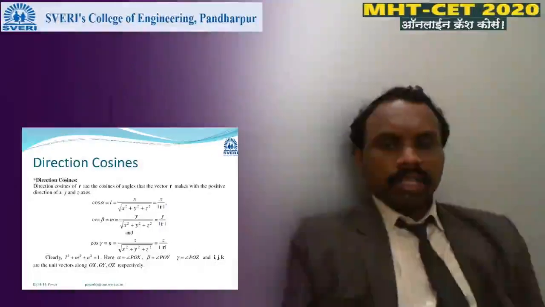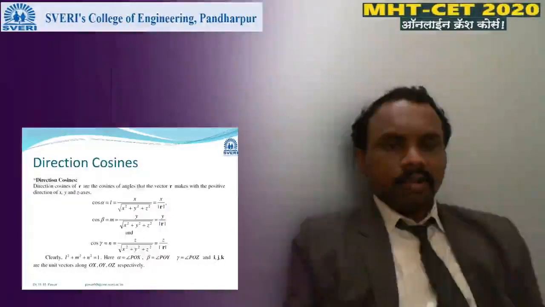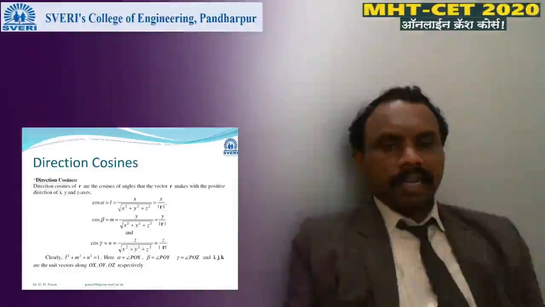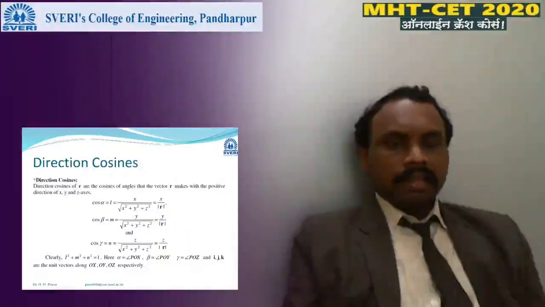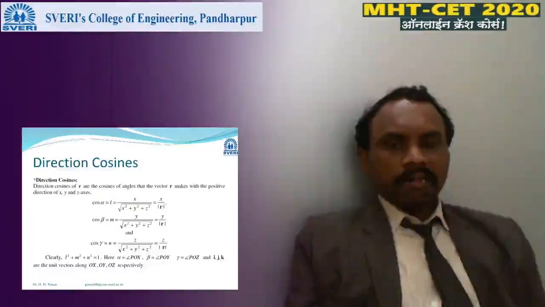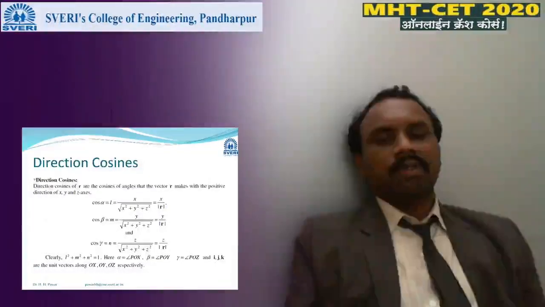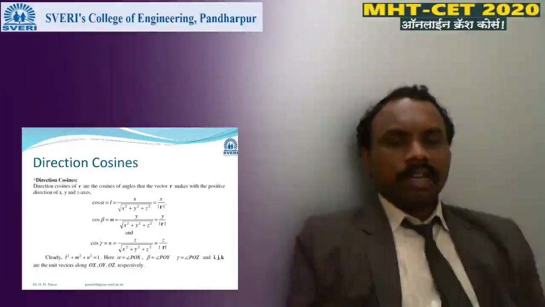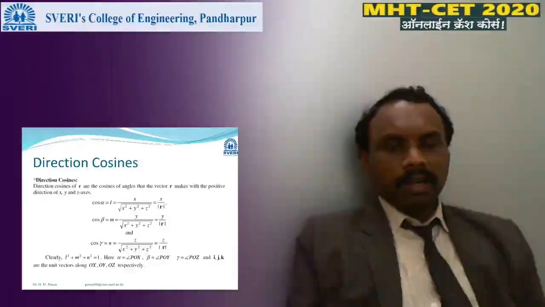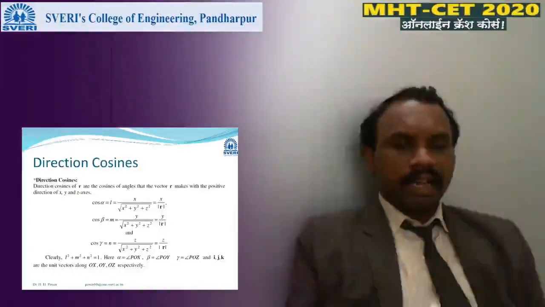Now direction cosines of a vector r bar are the cosines of angles that the vector r makes with the positive direction of x, y and z axis. If alpha, beta and gamma are the angles made with the positive direction of x, y and z axis, then direction cosines are denoted by l is equal to cos alpha, m is equal to cos beta, n is equal to cos gamma.